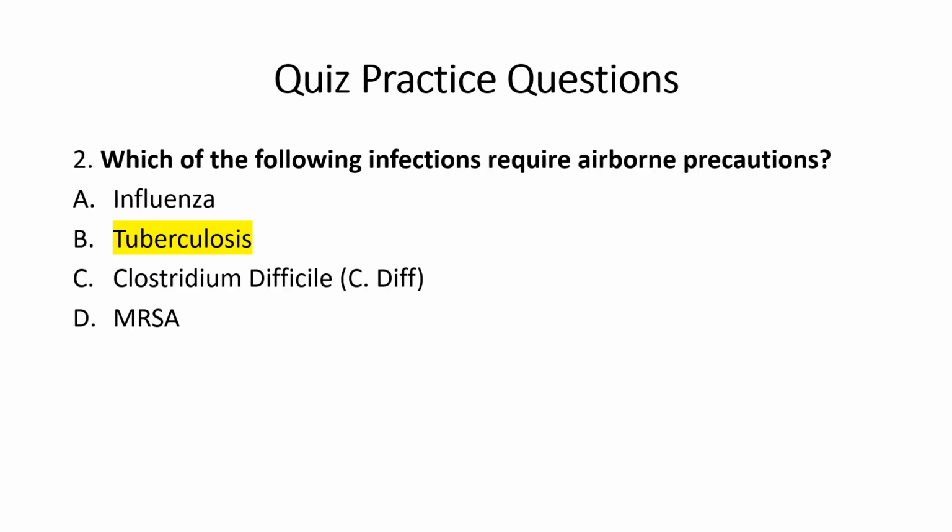Now, the second one: which of the following infections requires airborne precautions? Influenza, tuberculosis, Clostridium difficile, and MRSA. Which infection requires airborne? Tuberculosis. Influenza, you will put the patient on droplet isolation. Clostridium, you will put the patient on contact. And for MRSA also, you will put the patient on contact isolation.